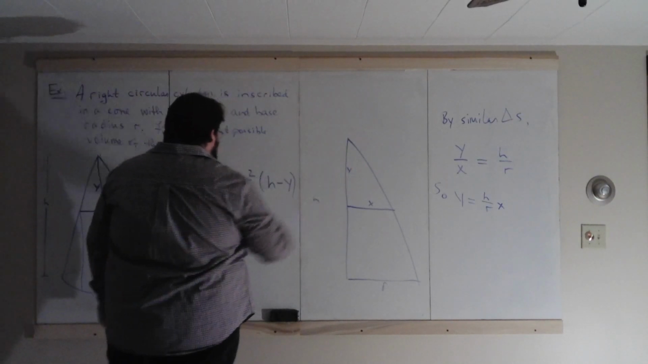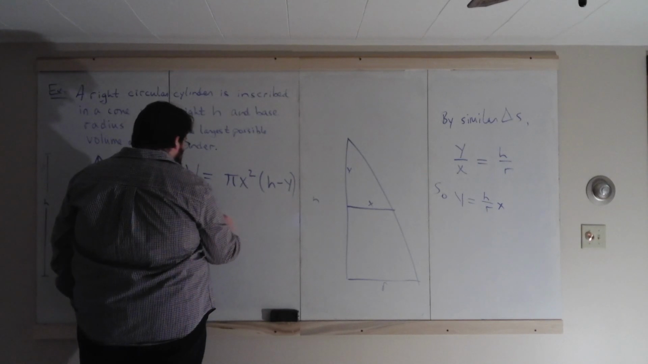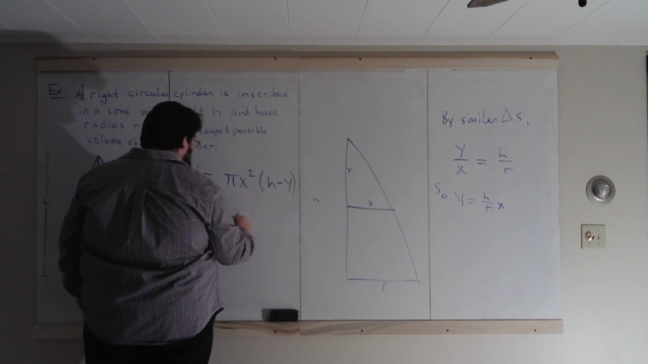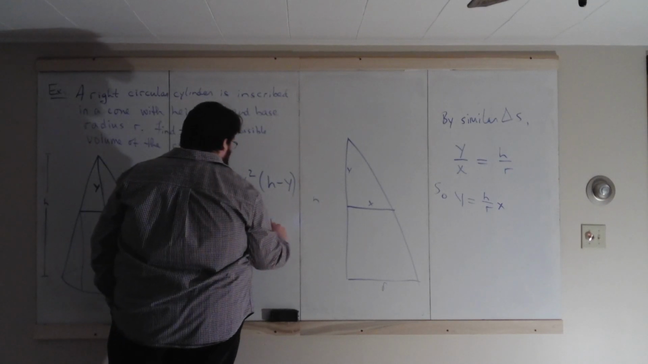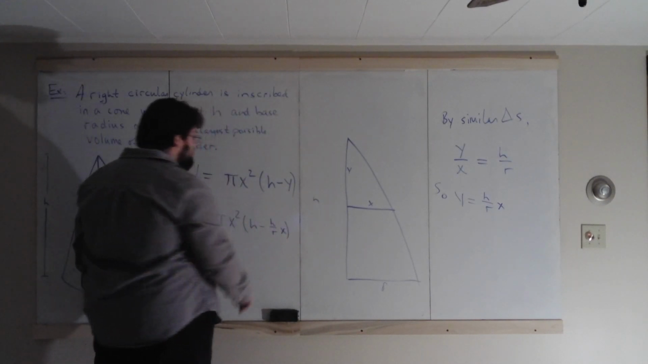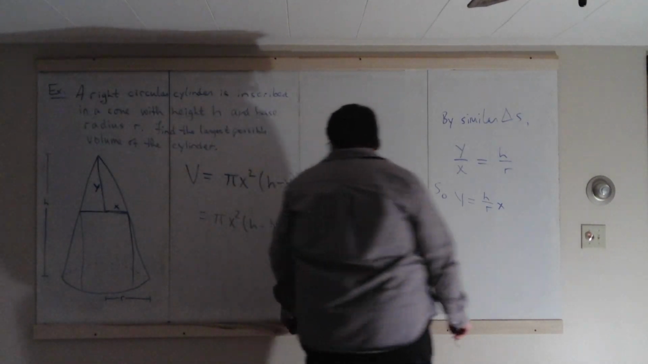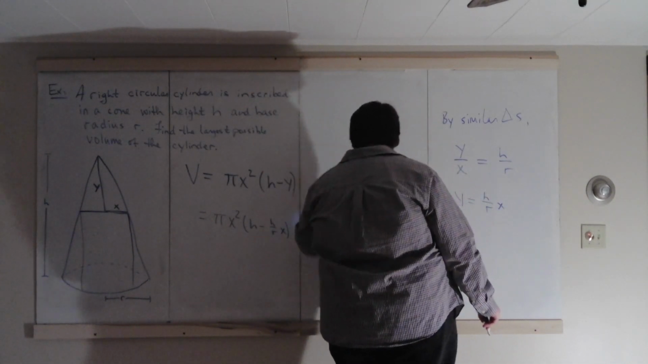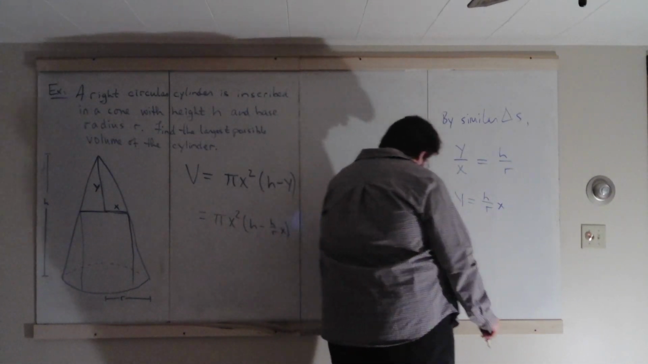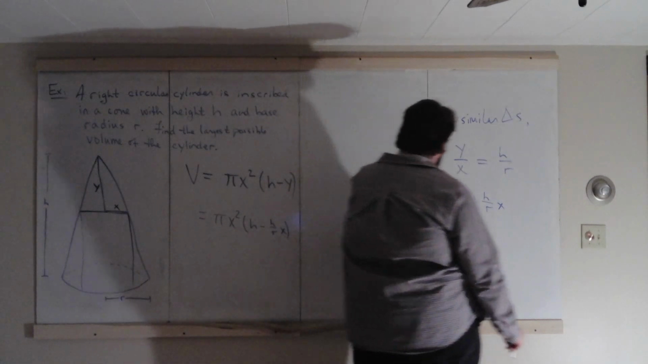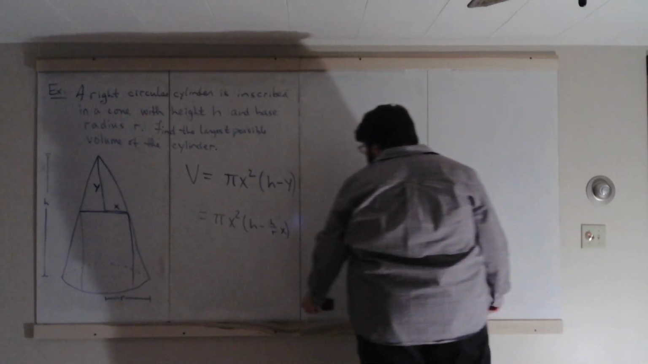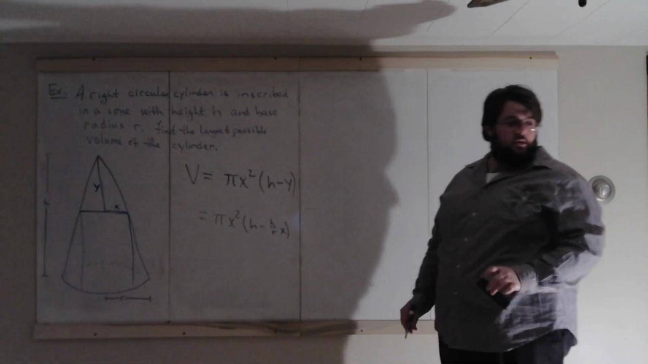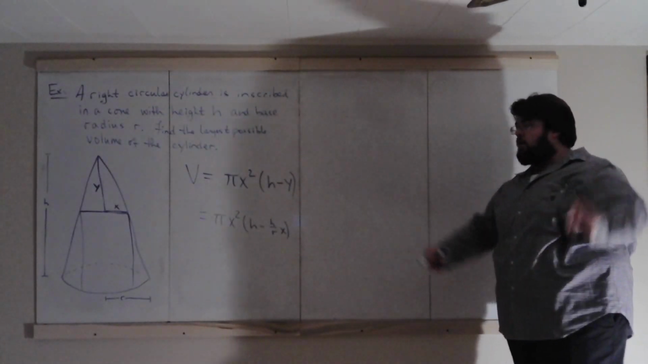So y equals h over r x. So let's substitute that here. Pi is a constant, x squared, h minus h over r x. Well, that's just wonderful. A messy looking equation, but it won't be too bad. I have 3 different examples in my notes I could have asked you. This one is the least bad looking of all of them.